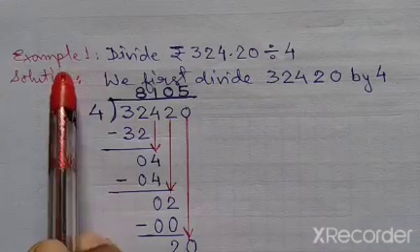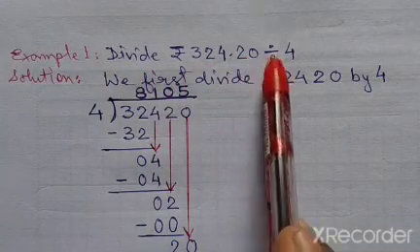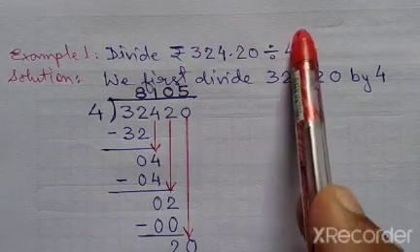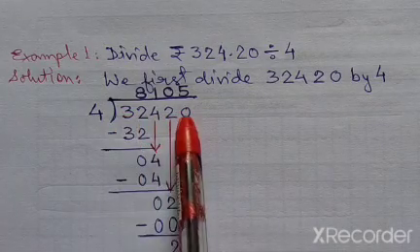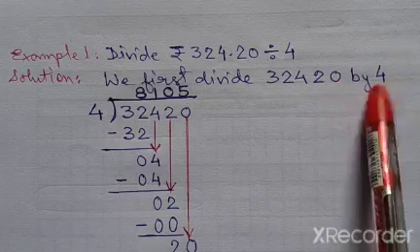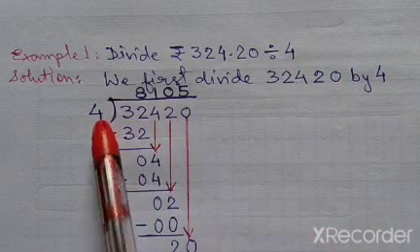Let us see, children, with the help of one example. Divide rupees 324.20 divided by 4. Okay, so this is our dividend and this is our divisor. So write the dividend first without decimal point. Just see, we first divide 32,420 by 4. So simply write the dividend first, and outside this write the divisor 4.